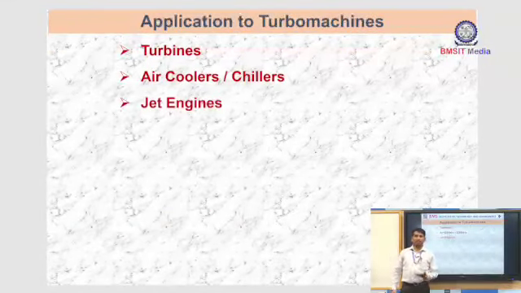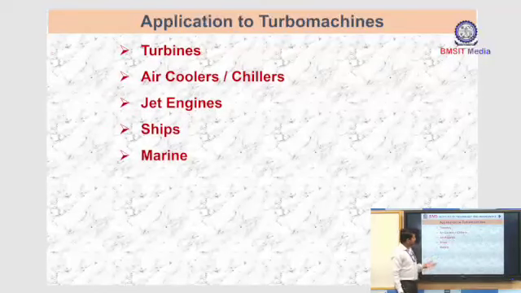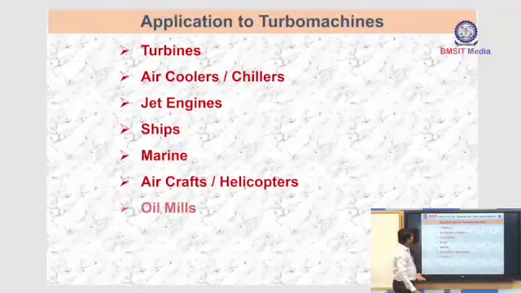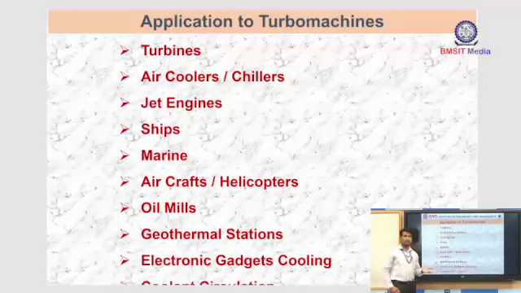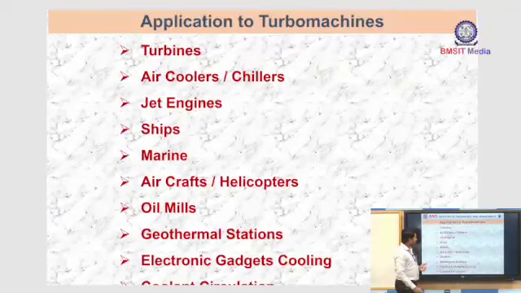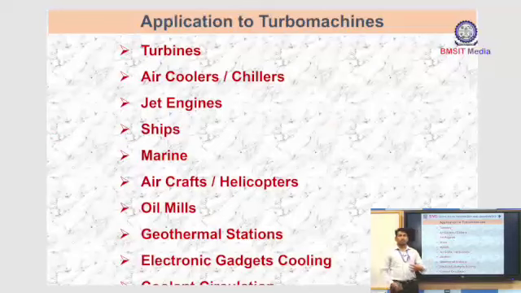Turbo machines can be seen in many applications. I have already shown that, but still more applications I can show here. Turbines, air coolers or chillers, where again air coolers or chillers have a rotating element where the air is an interacting medium. Jet engines, ship, marine. In the ship, I think probably you can see at the bottom of the ship there will be a propeller. The propeller is rotating and the interacting medium is the water.